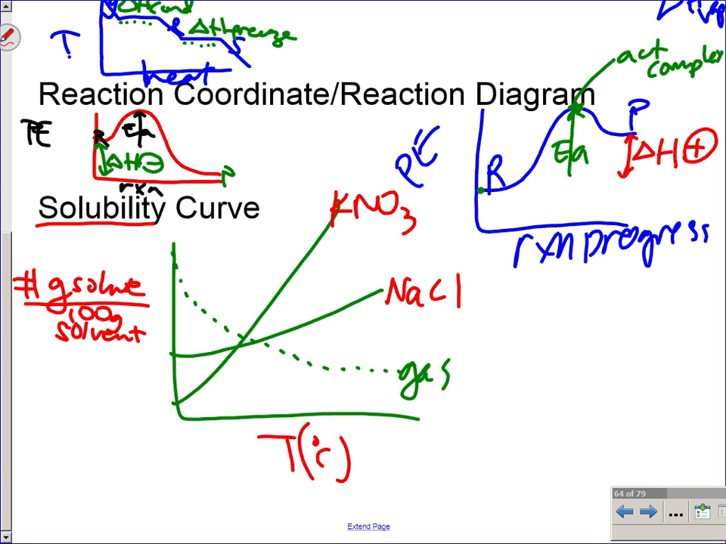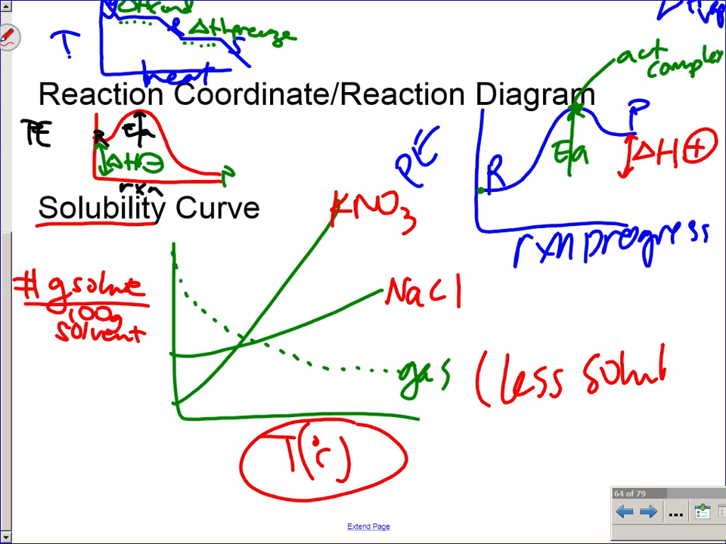Gases in general, when they get heated up, what happens to them? They get less soluble, and that's because of their increased kinetic energy, which means that they can pop out of the solution, escape to the top of the solution very easily, where solids are not as likely to do that. Now, with a curve like this, I could ask you 3 different questions.